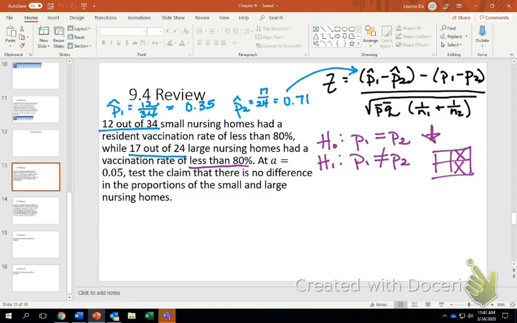The next thing I need to do is find my critical values. Remember, critical values are based off of alpha. Alpha equals 0.05, and it is a two-tail test, so I can take that and divide it by 2, and I should get 0.025. If I go to my z-table, I need to find this value.